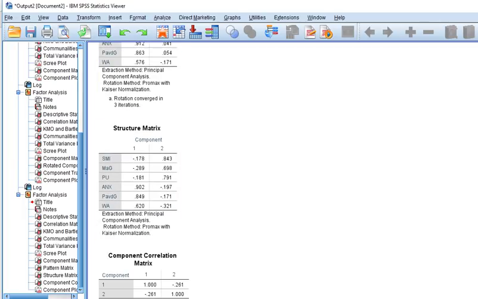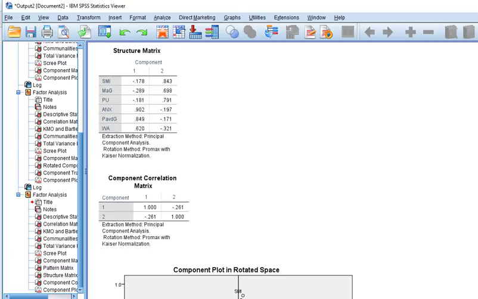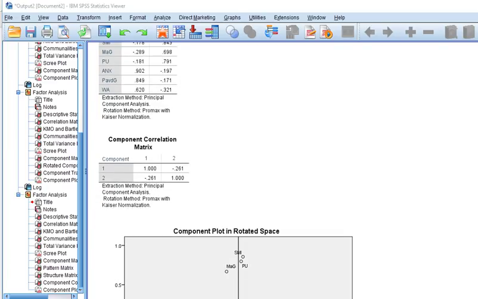Down below, you can see we have a component correlation matrix. Component 1 and component 2 are correlated at negative 0.261, which is what you would expect. Basically, one component was essentially reflecting avoidance motivation, whereas the other is reflecting approach motivation. So you would expect a negative correlation between those two components.